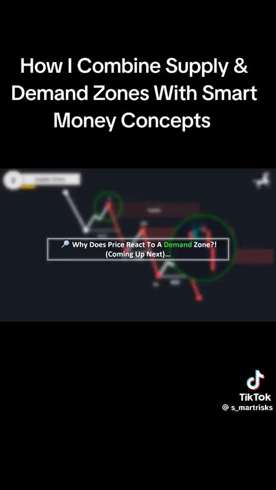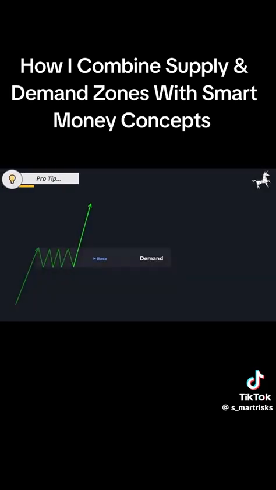Now you might ask, why does price react to a demand zone, and what's the psychology behind it? The answer is simple. In a bullish scenario, at some point there just isn't enough demand to keep driving price higher. So, the market naturally pulls back. Once price finds enough supply to consume and begins filling the unfilled demand left behind, it triggers a shift, leading to a drop in price and a natural pullback.